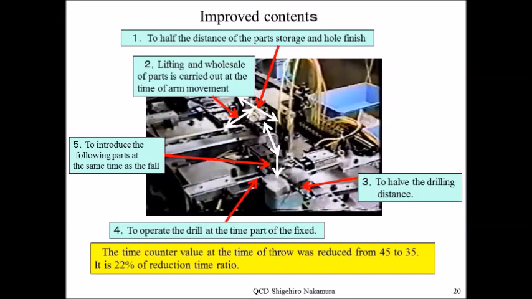Have you been able to find some improvements? There were 5 items to be improved on this robot operation. First, to halve the distance between the parts storage and the hole finish. Second, lifting and unloading of parts is carried out at the time of arm movement. Third, to shorten the drilling distance. Fourth, to operate the drill at the time the part is fixed. Fifth, to introduce the following parts at the same time as the fall.